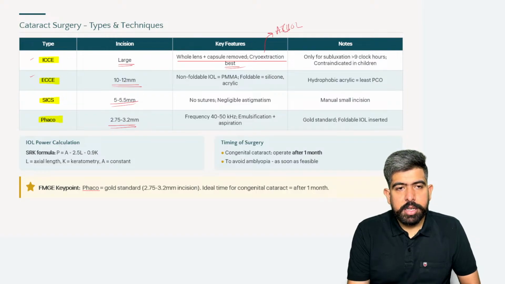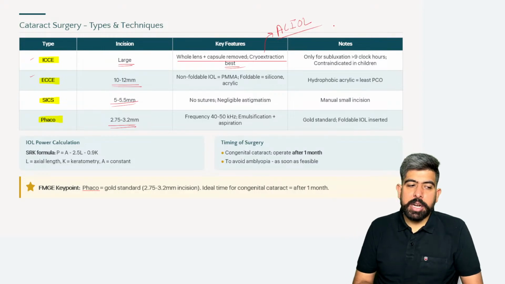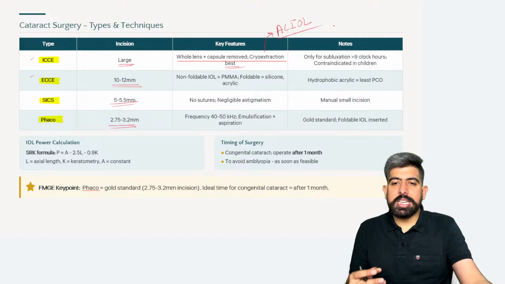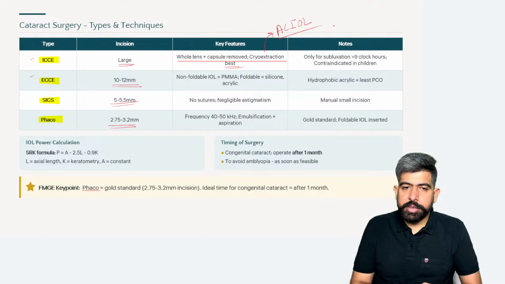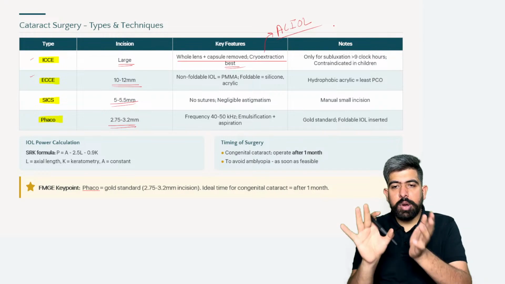Just a minute. We have to do the ACIOL. In this condition, we'll do the ACIOL, anterior chamber intraocular lens implantation. So we will put this lens into the anterior chamber, because we have removed the zonules and the capsule, so the lens will not be held over there.